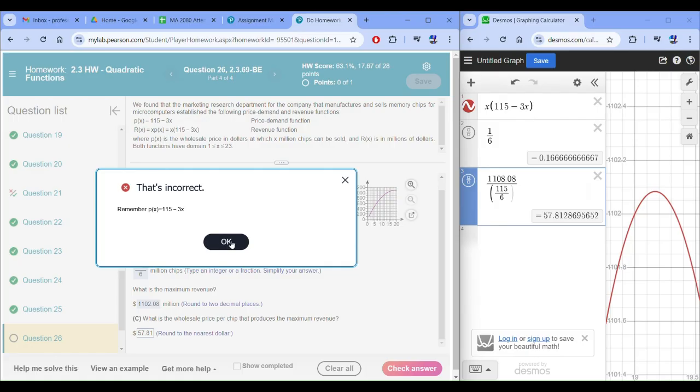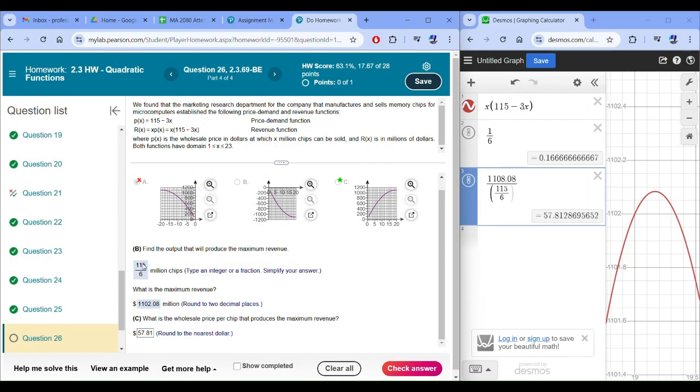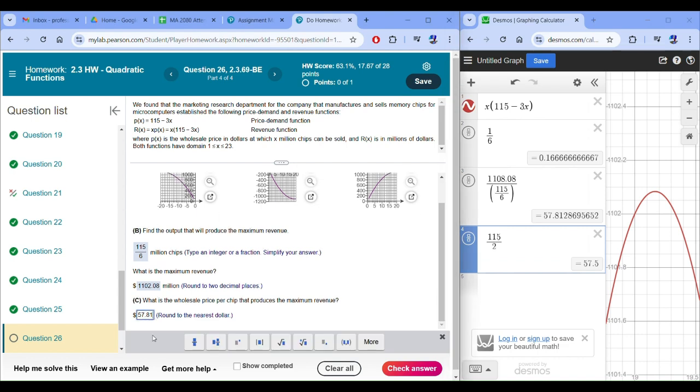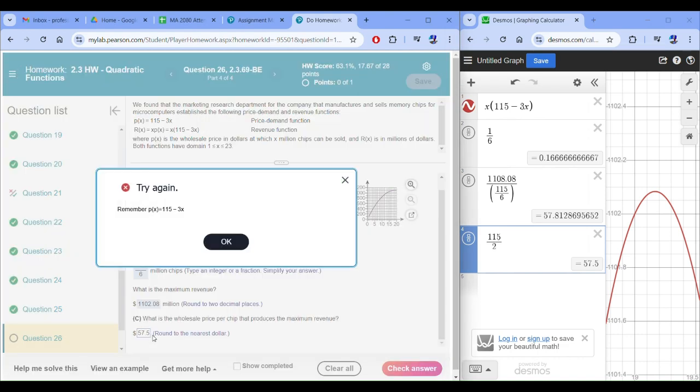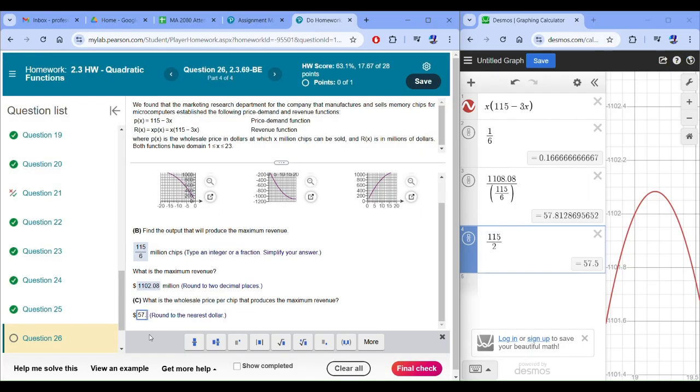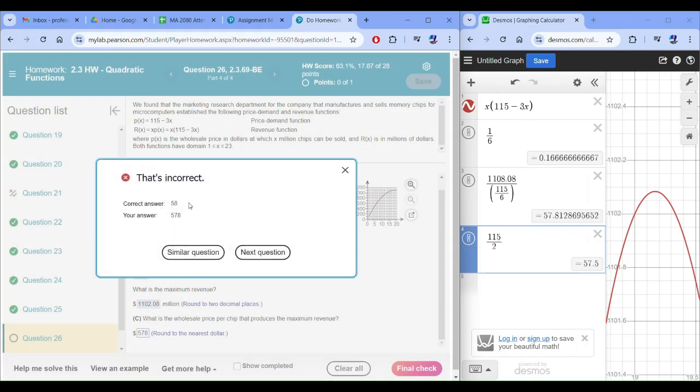What's the wholesale price per chip that produces the maximum revenue? If I plug that into that, then it's 115 divided by 2, so 57.5. Round to the nearest dollar. You son of a guns. 58. Both answers are 58. Oh my goodness. Yep. 58.